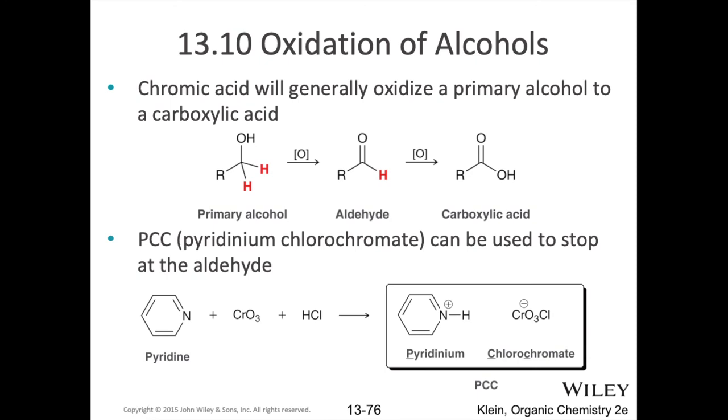Typically chromic acid is a strong enough oxidizing agent that it will not stop at the aldehyde step for the oxidation of a primary alcohol. Your primary alcohol will go all the way to a carboxylic acid. So if you want to stop at the aldehyde, you've got to consider a different oxidizing agent.